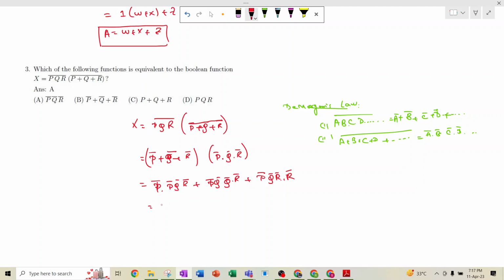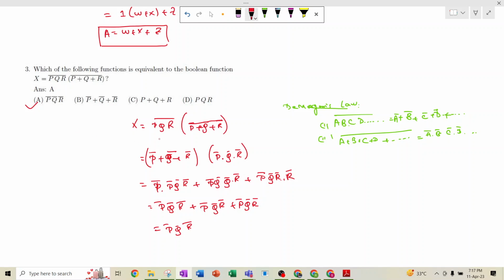So this p bar into p bar, that means only p bar, then q bar, then r bar. It is q bar into q bar, which is nothing but only q bar. This is r bar into r bar, which is nothing but only r bar. So if we add these three things, we know that a plus a is nothing but a. Similarly, a plus a will be nothing but a. So these three things will combine to get p bar q bar r bar. So the correct answer will be option A, p bar q bar r bar.